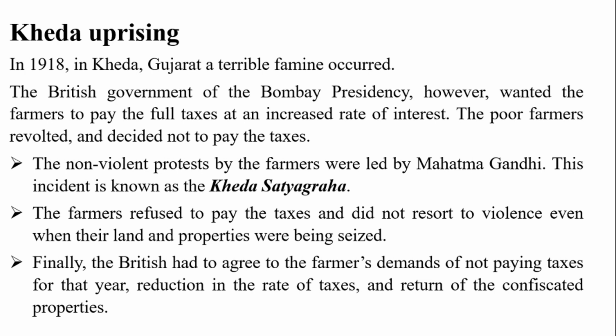Mahatma Gandhi led a non-violent protest by farmers. This incident is known as Kheda Satyagraha, and the farmers refused to pay tax, and did not resort to violence even when their land and properties were being seized.